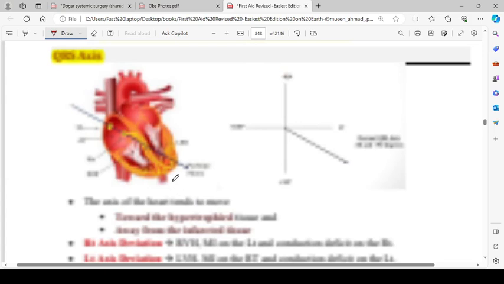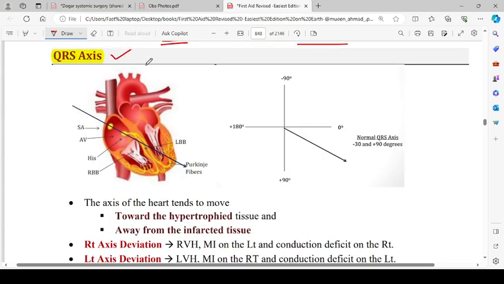Okay, so then we have the QRS axis. The normal QRS axis is minus 30 to plus 90 degrees. Like this is plus 90 degrees and minus 30 degrees, that is 0 and minus 90. So how is it minus 30 degrees? But okay, it is the normal QRS axis.